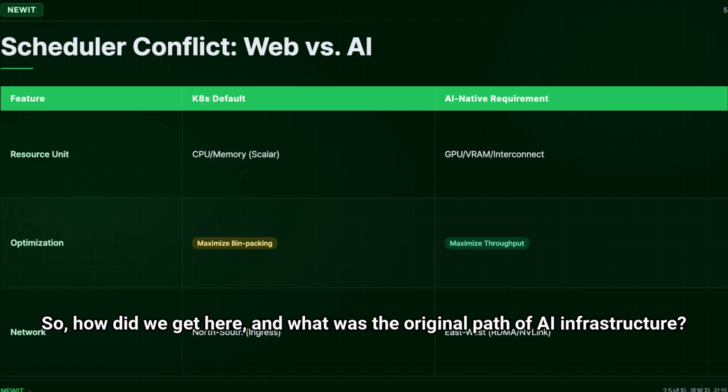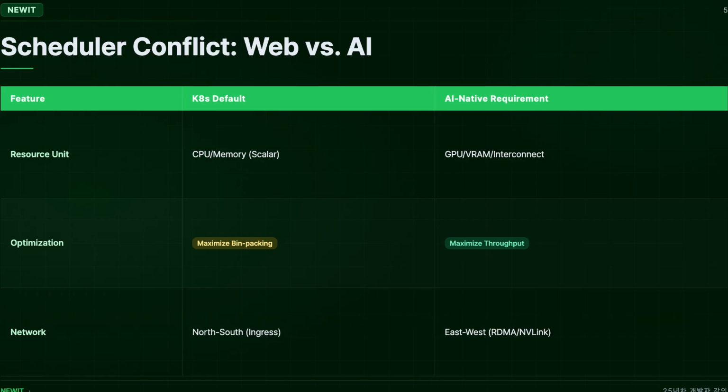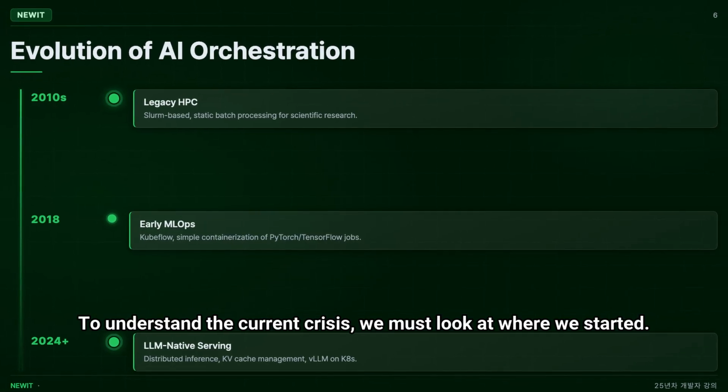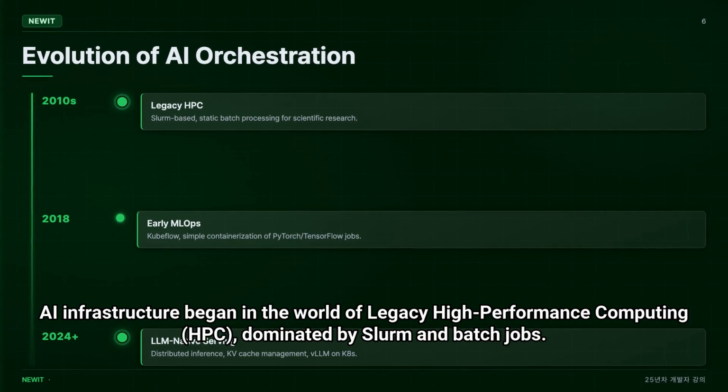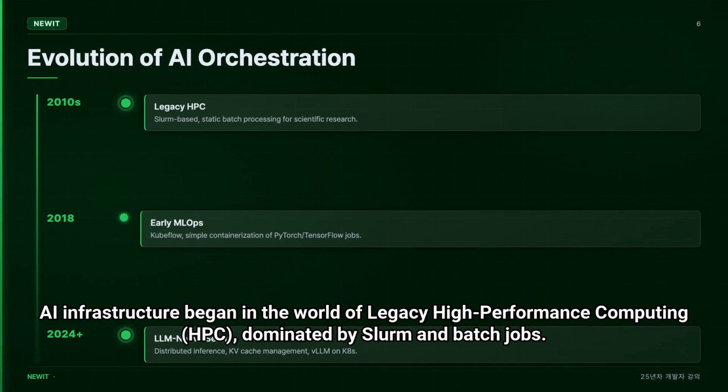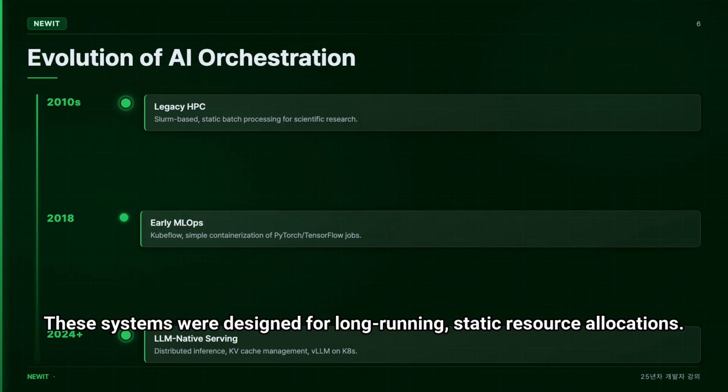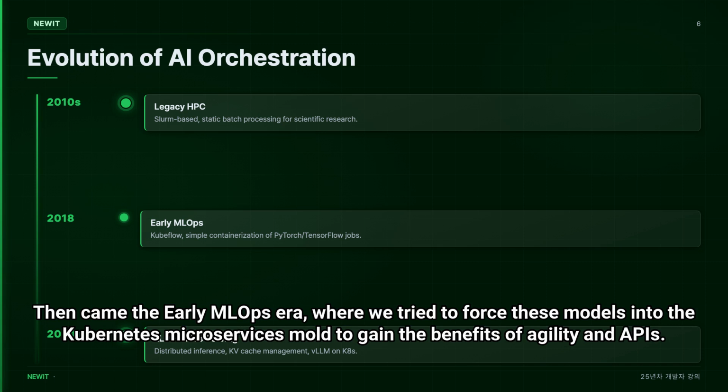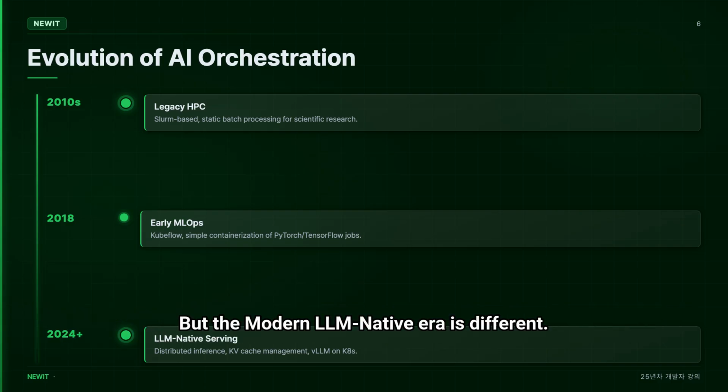So how did we get here, and what was the original path of AI infrastructure? To understand the current crisis, we must look at where we started. AI infrastructure began in the world of legacy high-performance computing, HPC, dominated by Slurm and batch jobs. These systems were designed for long-running, static resource allocations. Then came the early MLOps era, where we tried to force these models into the Kubernetes microservices mold to gain the benefits of agility and APIs. But the modern LLM-native era is different.